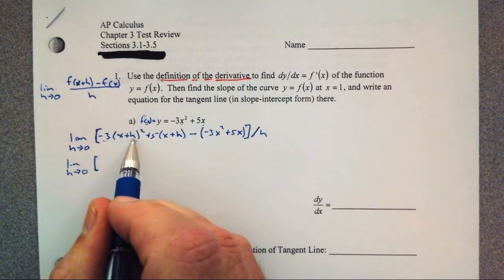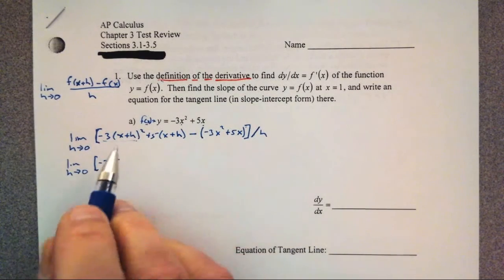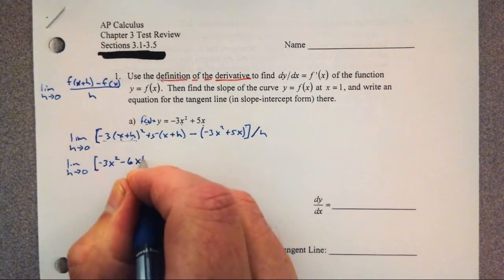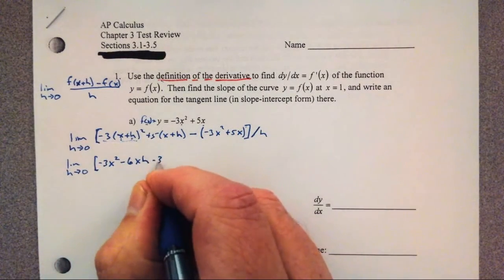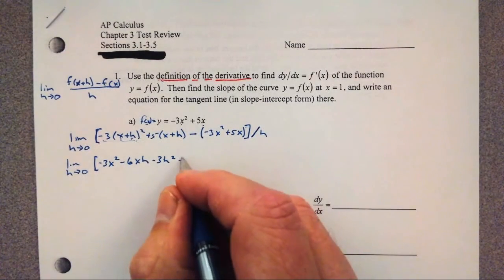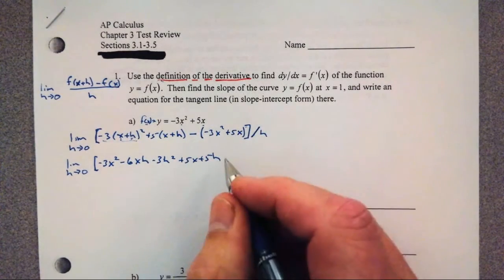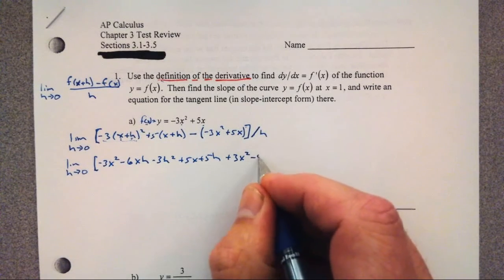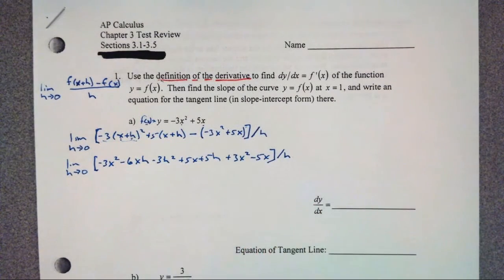But when I FOIL x plus h, I'm going to get an x squared times negative 3. I'm going to get 2 xh's times negative 3. And I'm going to get an h squared times negative 3. I'm going to distribute the 5, so plus 5x plus 5h. I'm going to distribute the negative, so plus 3x squared minus 5x. And all of that is still over h.